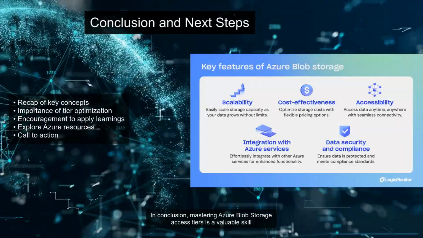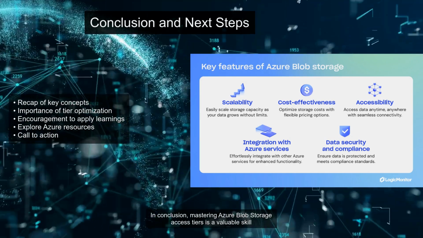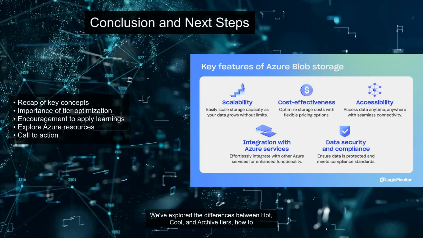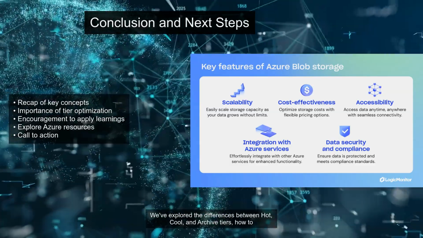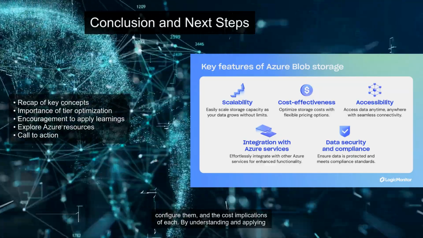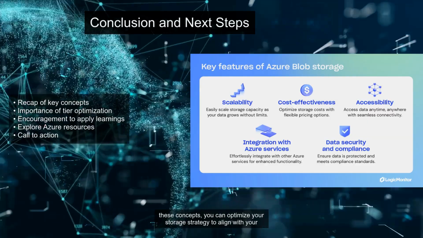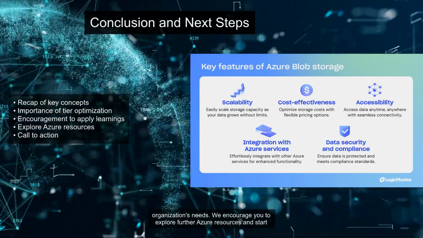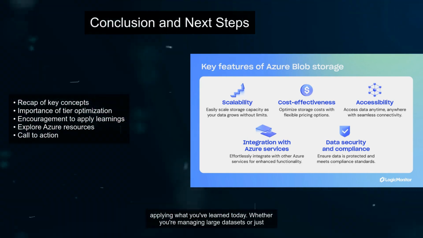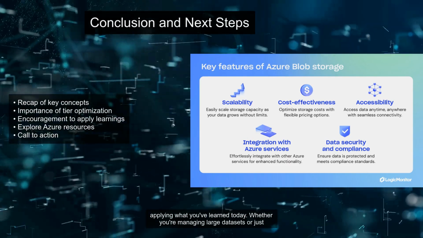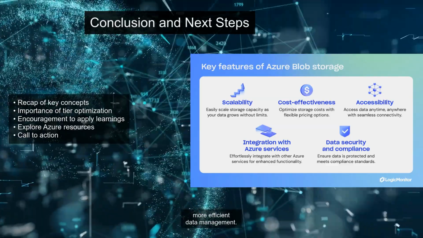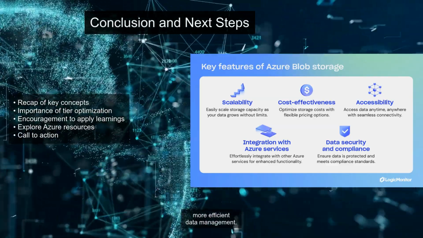In conclusion, mastering Azure Blob Storage access tiers is a valuable skill that can lead to significant cost savings and improved data management efficiency. We've explored the differences between hot, cool, and archive tiers, how to configure them, and the cost implications of each. By understanding and applying these concepts, you can optimize your storage strategy to align with your organization's needs. We encourage you to explore further Azure resources and start applying what you've learned today. Whether you're managing large datasets or just starting with cloud storage, optimizing access tiers is a step towards smarter, more efficient data management.